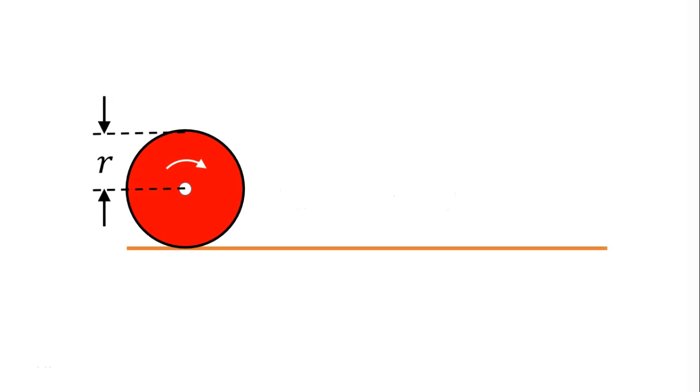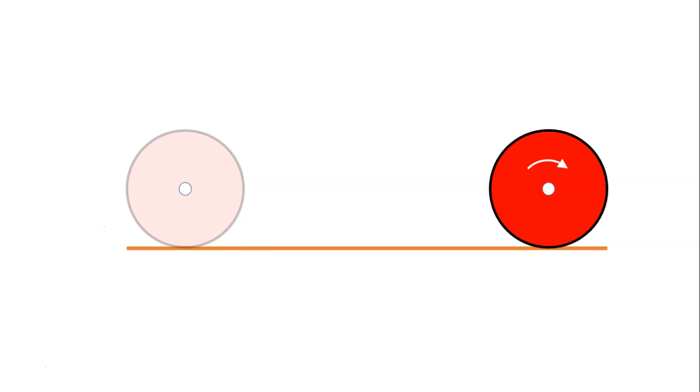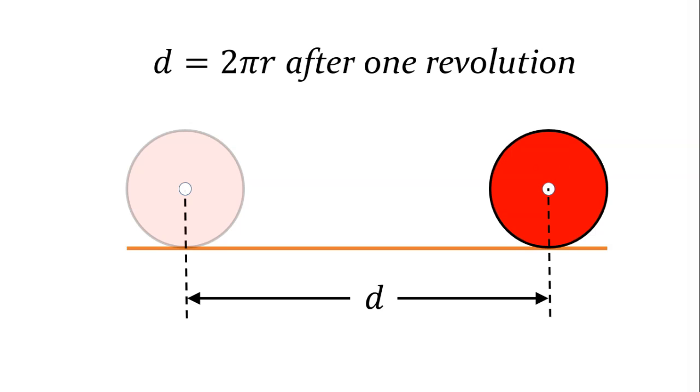Well, imagine a wheel having radius r rolling on the ground. What is d? The distance it had rolled after one complete revolution. The answer is d is equal to the circumference of the wheel, which equals 2 pi times the wheel's radius. We can describe the wheel's rotational speed in terms of how far it rolls in 1 second. Of course, this distance depends on the size of the wheel.